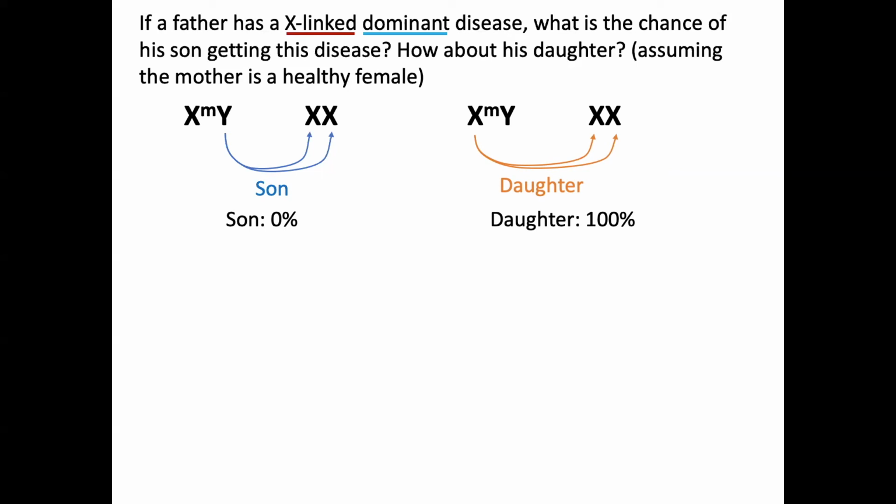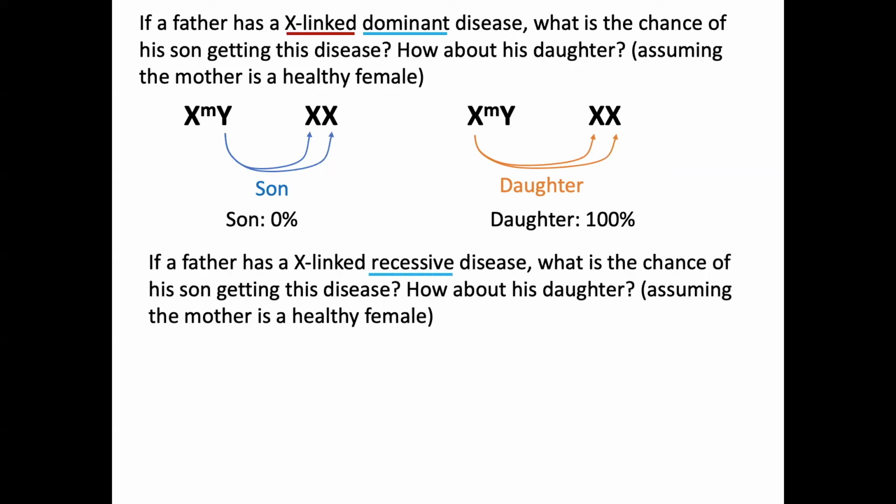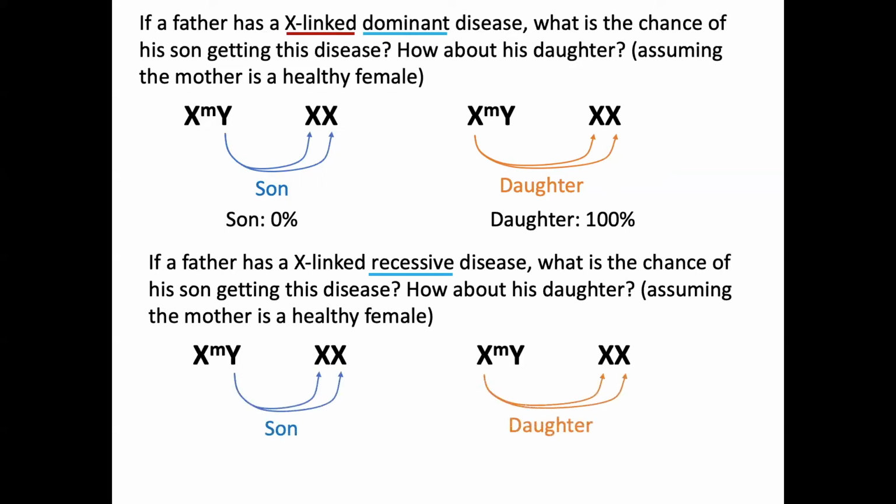Okay, so now we change the question a little bit. If this is a recessive disease, all other conditions remaining the same, what will be the answer? Yes, the genetic analysis is all the same. The only difference is the phenotype. The son still has a 0% chance, but the daughter now has a 100% chance to become heterozygous, right? Because this is a recessive inheritance, the daughter is a carrier but not affected by this disease. Have you got all this correct?